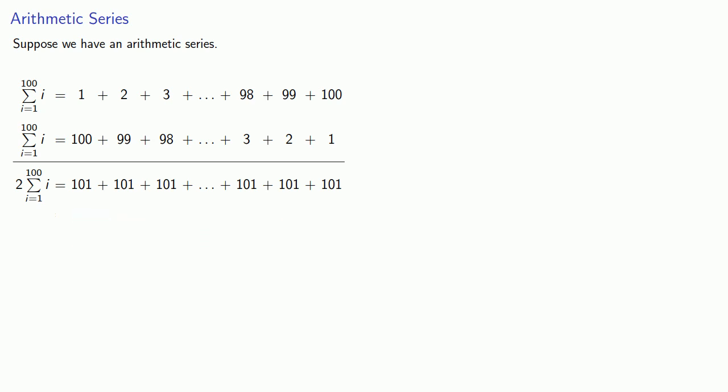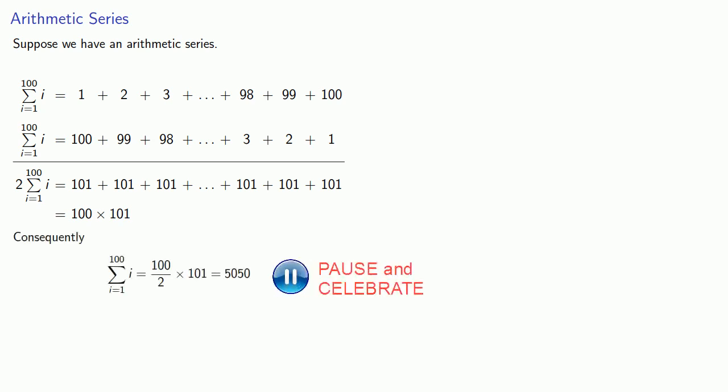So that means this last 101 is actually the 100th 101 in this sum. And so this sum is 100 101s added together. And that tells me the sum of the series itself is going to be 1/2 times 100 times 101, or 5050.